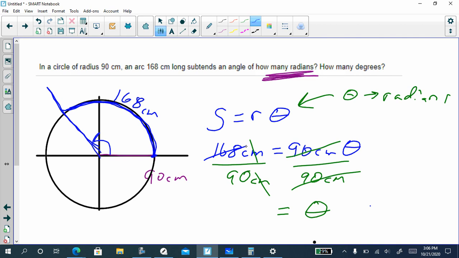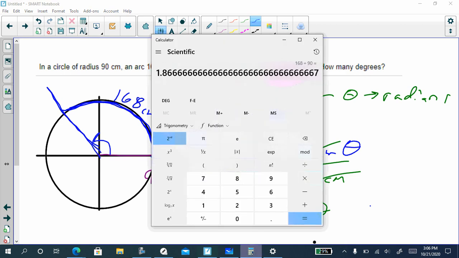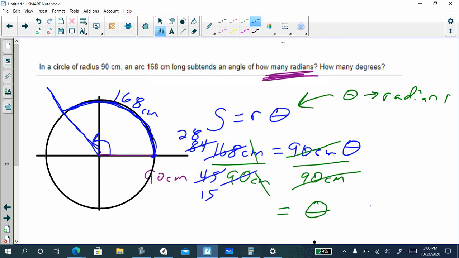2 goes into 168, 2 goes into 90, 3 goes into 45, 3 goes into 84, 28, yeah, 28. And then 28 and 15 don't have a common factor.